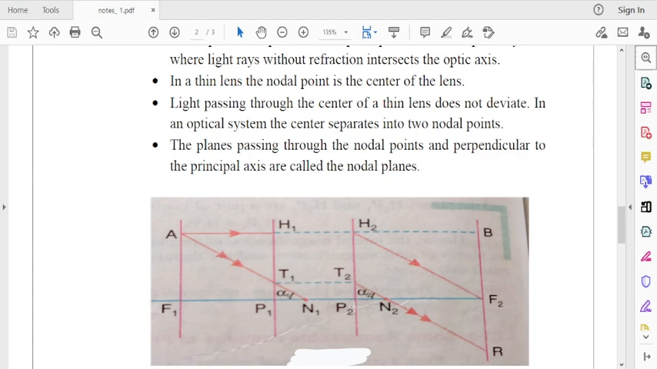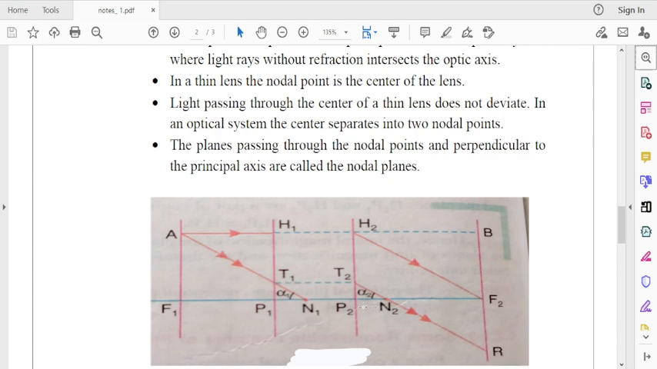Now what actually are nodal points? The nodal points are the points on the principal axis of the optical system where light rays without refraction intersect the optic axis. Here the light ray which is incident is not refracted, it directly intersects at the point N1, and here again it intersects at point N2.